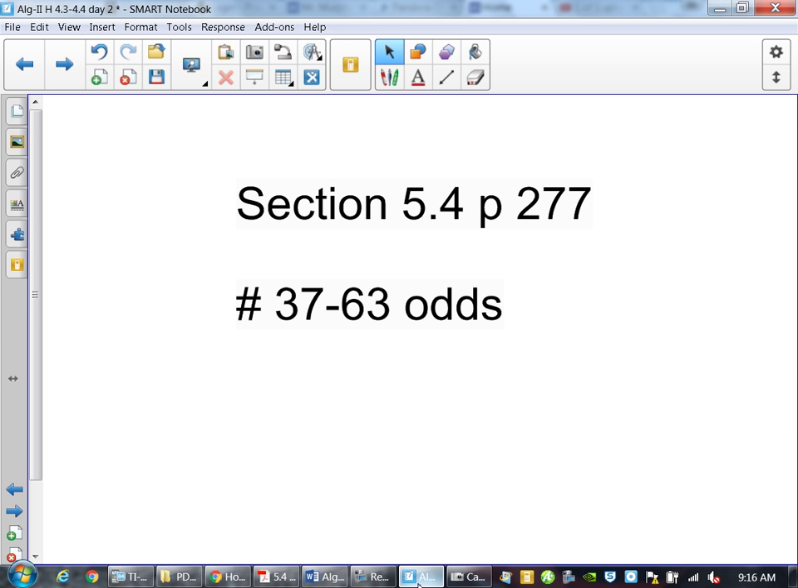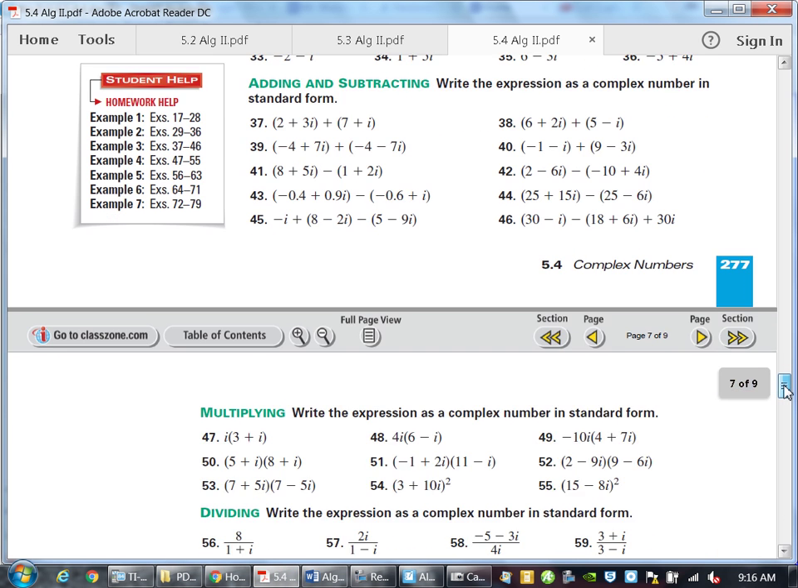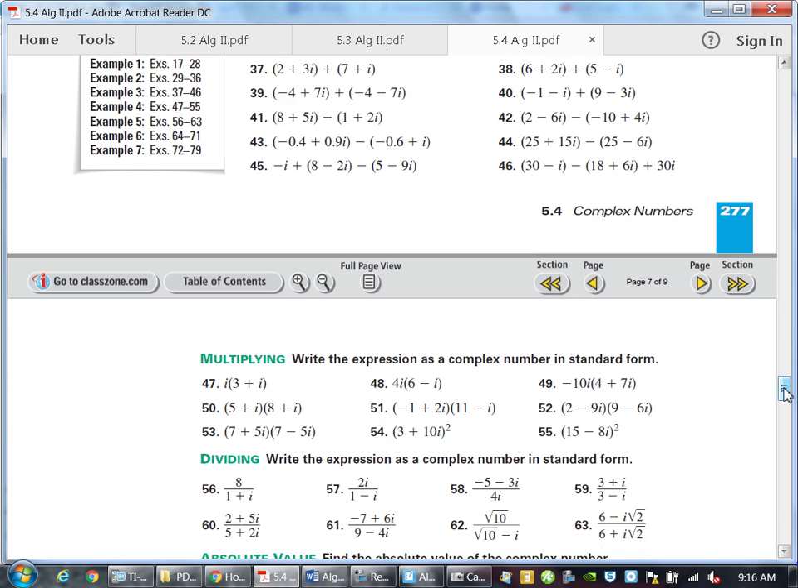Yes, ma'am. Yeah. I'll put it up here for you guys. Hey, look at that! All fit on one page. Yay.